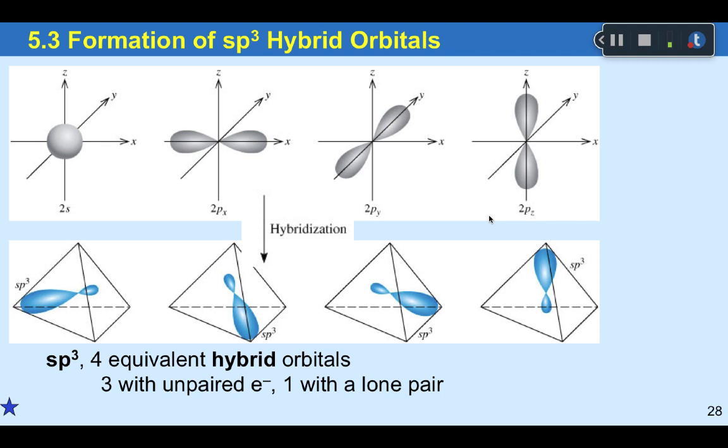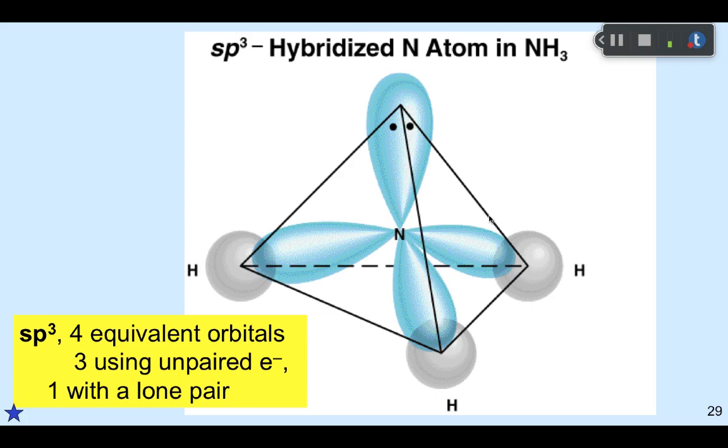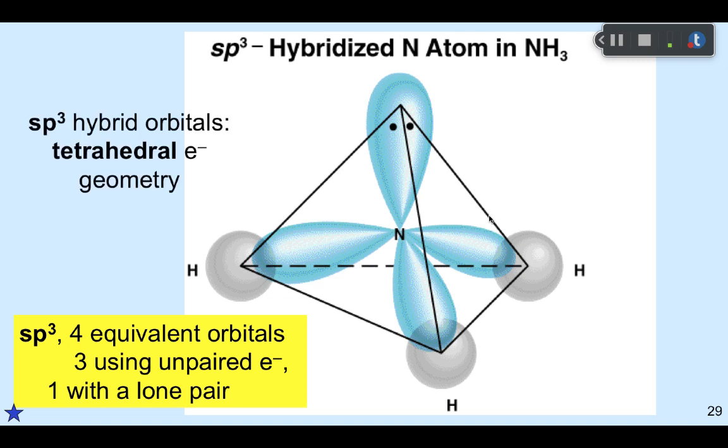So sp3 is 4 equivalent hybrid orbitals, and from this nitrogen example, 3 of them have unpaired electrons able to make a bond, and 1 of these orbitals is going to have a lone pair, influencing the overall shape of the molecule and more consistent with what we understand. So in the case of the ammonia molecule, of the 4 equivalent sp3 hybrid orbitals, 3 have unpaired electrons that will bond with hydrogen atoms in the single s orbitals that hydrogen has, and 1 is a lone pair. These give us tetrahedral electron cloud geometry and the overall shape of the ammonia molecule being the trigonal pyramid.